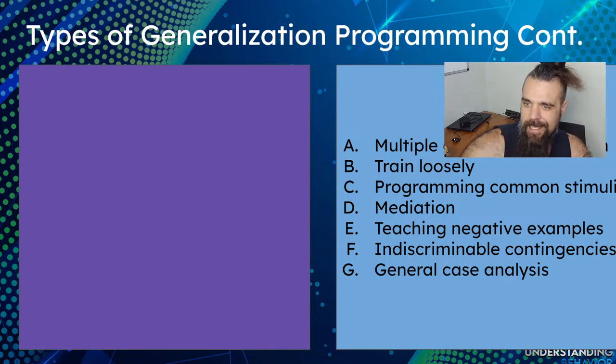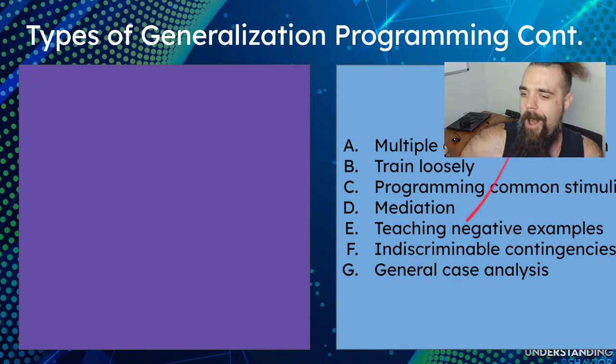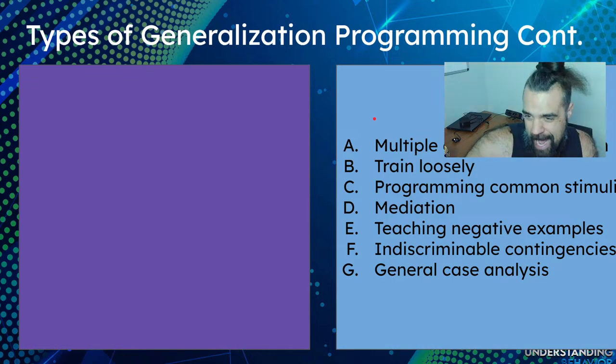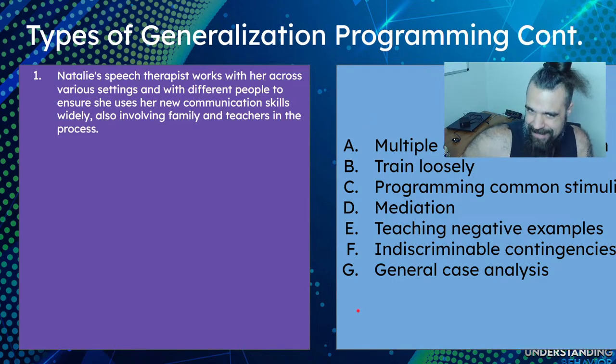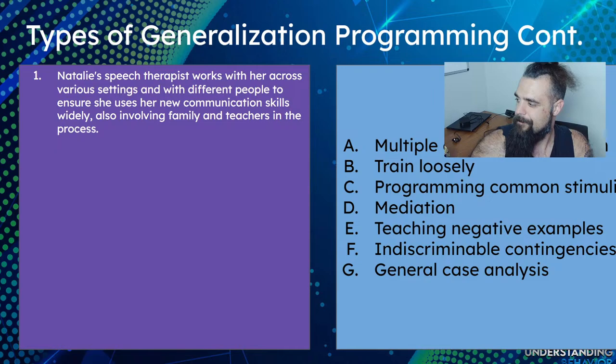All right, enough talking for me. Let's get to the fun questions. Unlike the BCBA exam, you've got 7 choices for these ones. Makes it even more fun. First one, Natalie's speech therapist works with her across various settings and with different people to ensure she uses her new communication skills widely, also involving family and teachers in the process. I wrote these quickly, so hopefully they're still good. We might have to talk about a few of these that might have more than one answer.